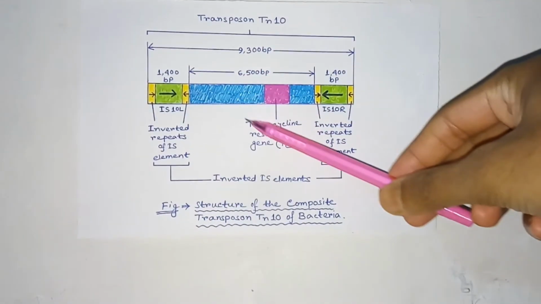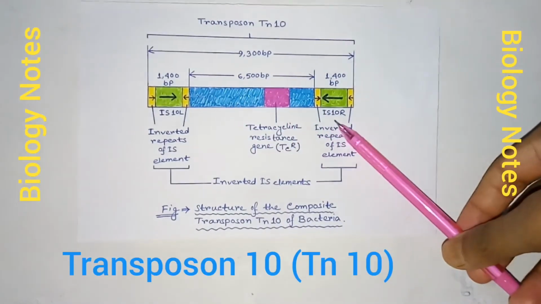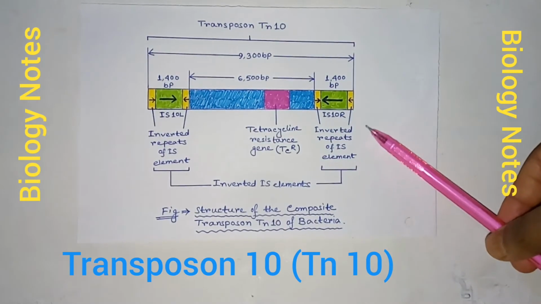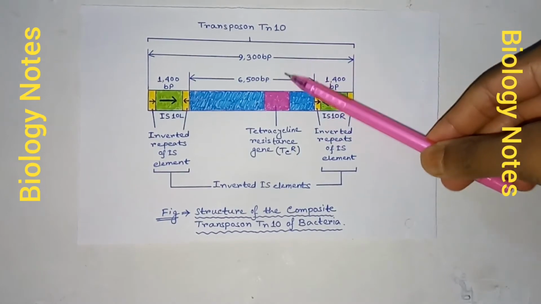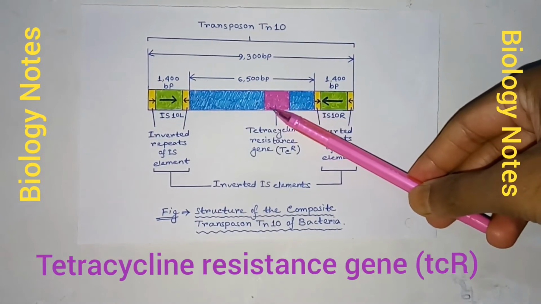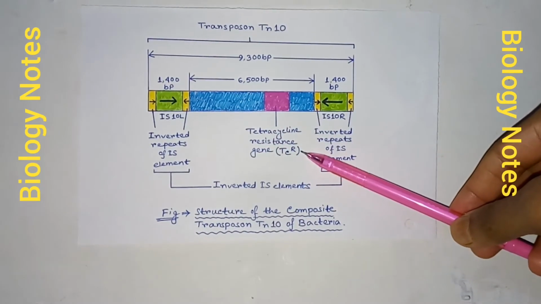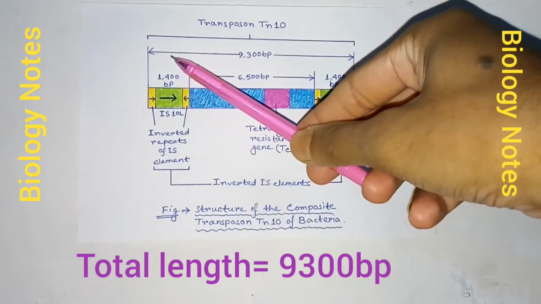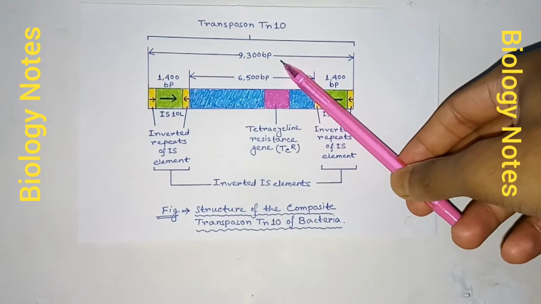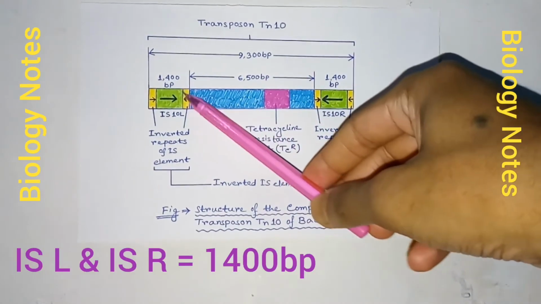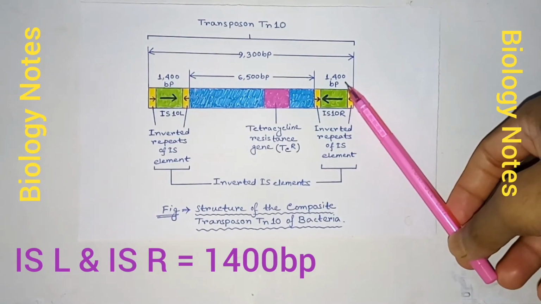Now I will show you the structural genetic organization of composite transposons through a diagram. This is transposon 10 or Tn10. Here, the antibiotic resistance gene is the tetracycline resistance gene, or TetR. Total length of Tn10 is approximately 9300 base pairs. The length of both ISL and ISR is 1400 base pairs each.